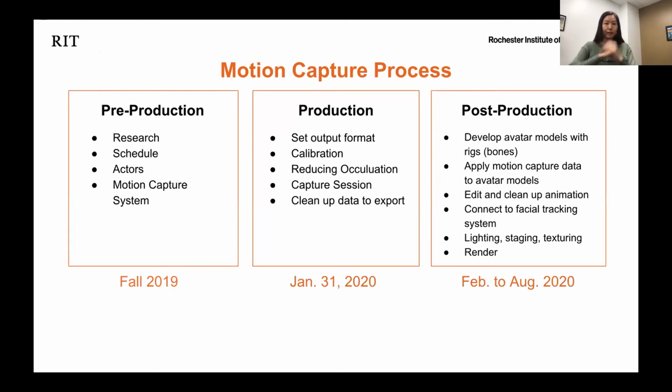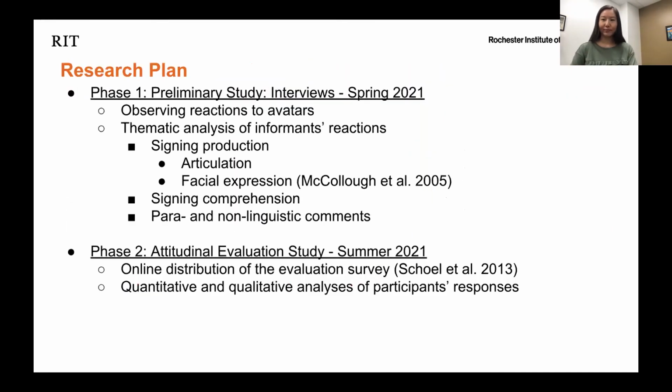So we followed a specific process in production, which included the pre-production, production, and post-production. And we had a lot of planning to make sure that everything was clear and accurate and authentic, so our audience could understand. And I want to emphasize and make sure that it's clear to everyone that we do have deaf natives develop the 3D signing avatars. And I'll pass it on to Joseph.